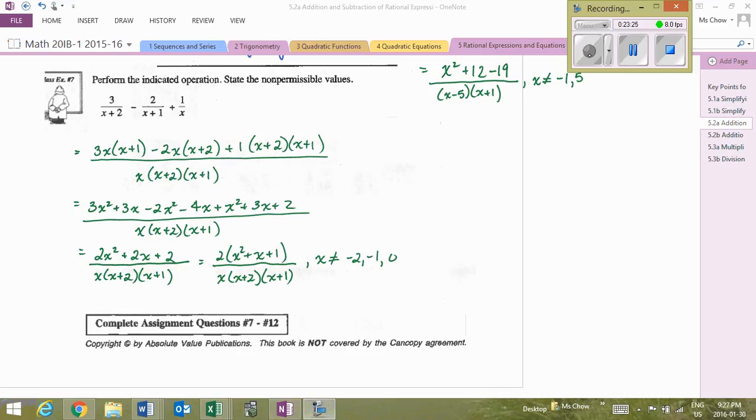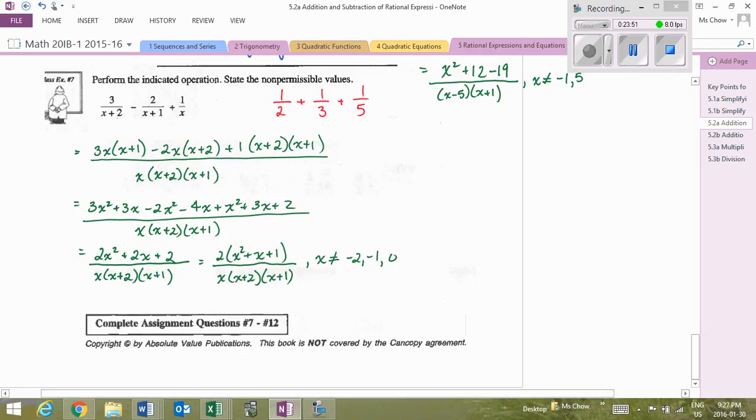Okay, so our common denominator is a big one. It is x times x plus 2 times x plus 1, so that's a situation no different than if you had with numbers and you had, I don't know, 1/2 plus 1/3 plus 1/5. So there's no common factors, so your common denominator ends up being the product of all three.